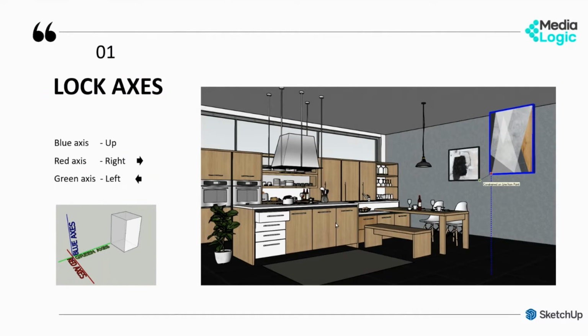So here I'll give you a solution for this. Now you can lock the axis. This will help you to move your object in the right axis. So pressing up arrow key in your keyboard will lock the blue axis, and right arrow key will lock the red axis, and left arrow key will lock the green axis.